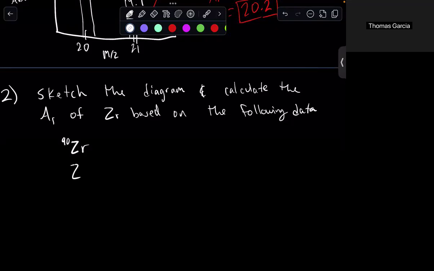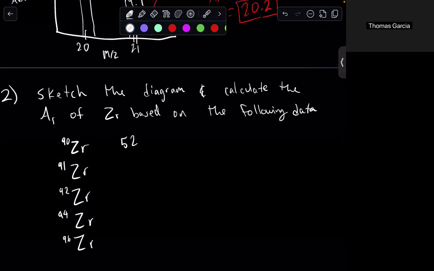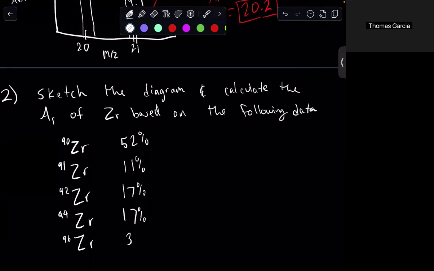So we have Zr90, we have Zr91, we have Zr92, we have Zr94, and we have Zr96. And they have a percent abundance of 52%, 11%, 17%, 17%, and 3%. So we have to sketch this.